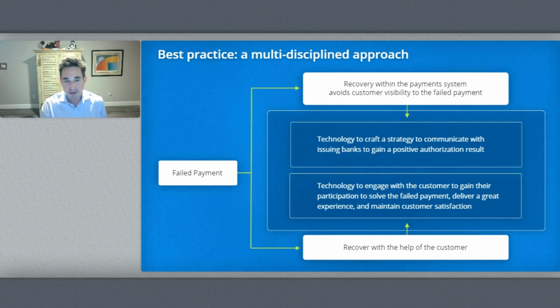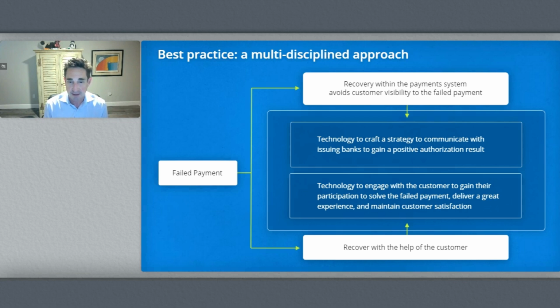So this is a layout showing that when we can, particularly, I mean, it's overly simplistic, but generally with a soft decline, we can work directly with the payment system and avoid the failed payment. We do want to make sure that the technology that's being used is sophisticated enough to craft a strategy that it can communicate with each individual issuing bank, because the reality is that different issuing banks, the banks that issue cards to card holders, have different rules, different levels of risk assessment on how they evaluate each transaction request.